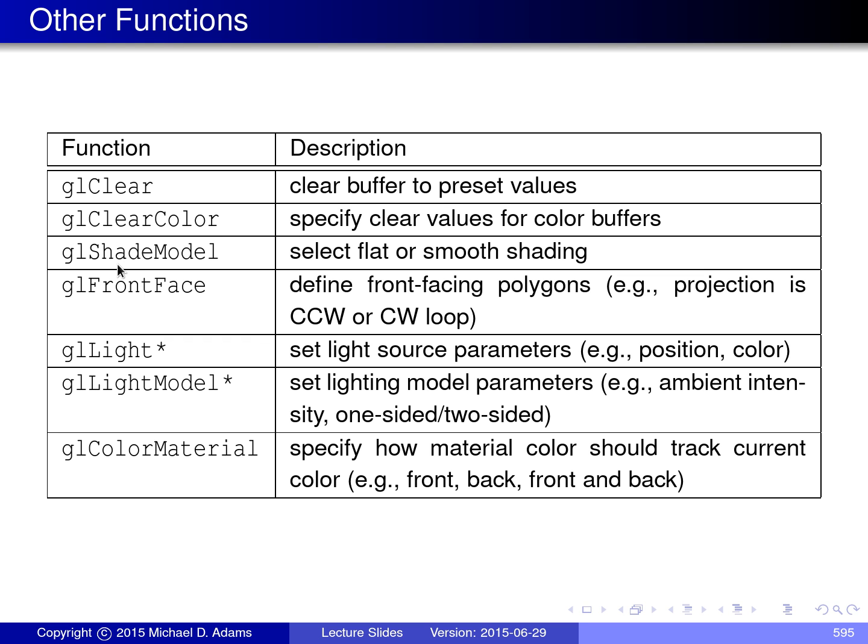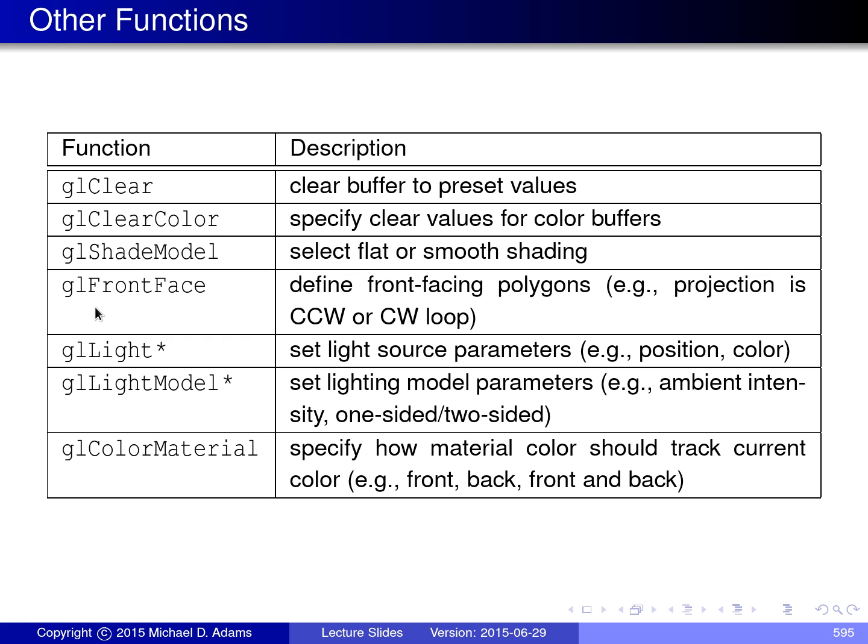glShadeModel is used to choose between flat and smooth shading. So smooth shading, for example, if you're drawing a polygon and maybe you specify different colors for the different vertices of the polygon, if you enable smooth shading, then OpenGL will interpolate the color information across the face so you get a smooth transition from the color at one vertex to the color at another vertex. Flat shading is the opposite of this. There's no nice interpolation that will happen in that case.